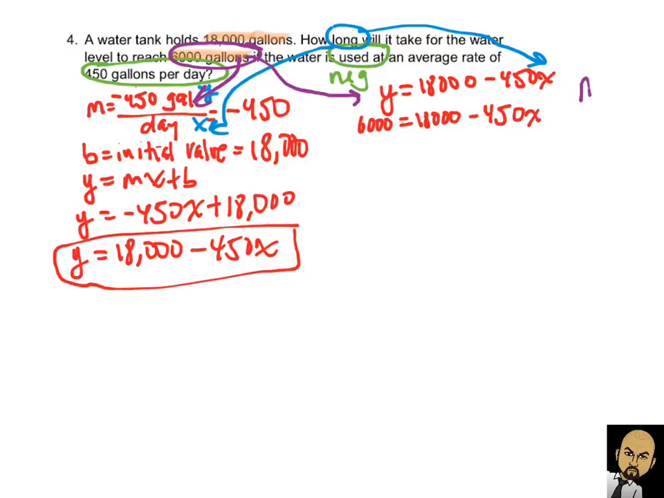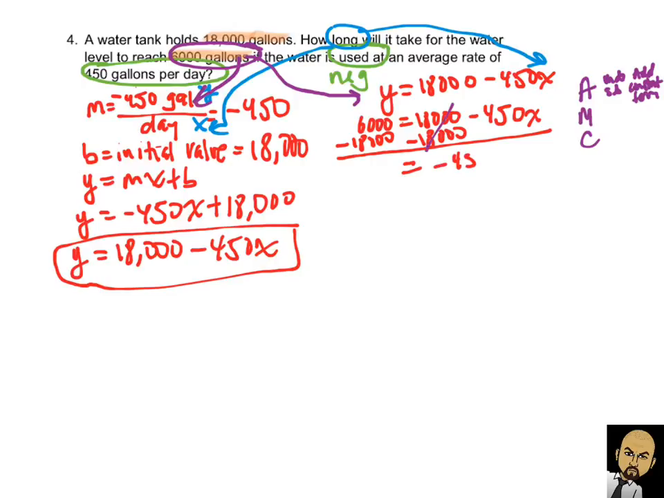This one's a little bit more complicated because we need to undo. Remember AMC. A stands for undo subtraction or addition of a constant term. And here our constant term is 18,000. So how do we undo 18,000? Adding 18,000, we subtract 18,000 from both sides. 18,000 minus 18,000 is 0. They cancel out. So we end up with negative 450x. 6,000 minus 18,000, they're at war. Who wins the war? The negatives. And by how many? 12,000.